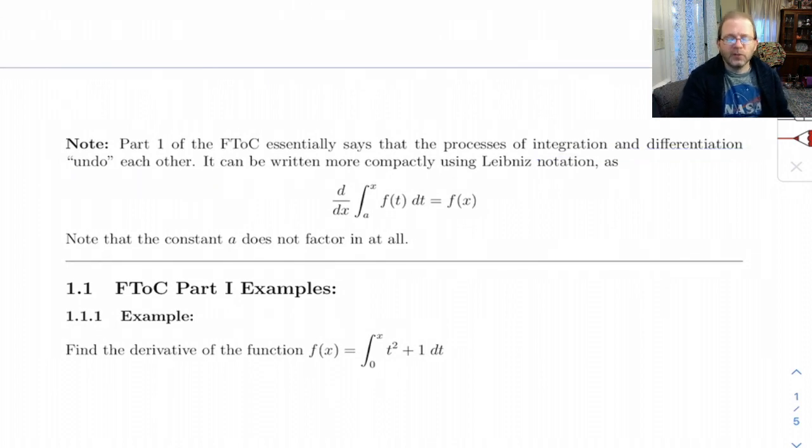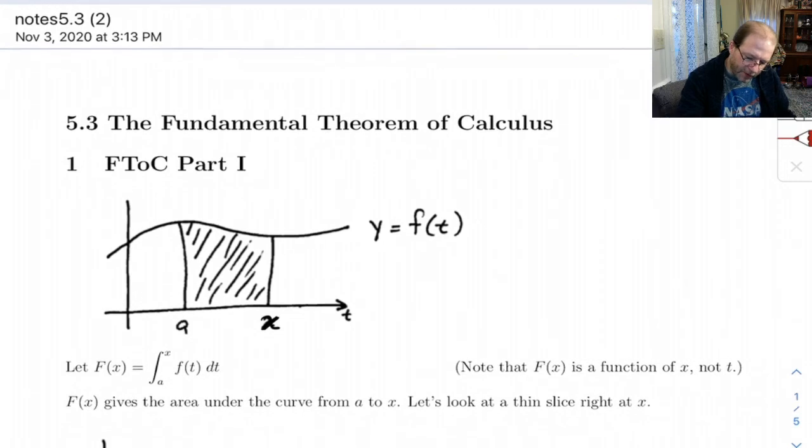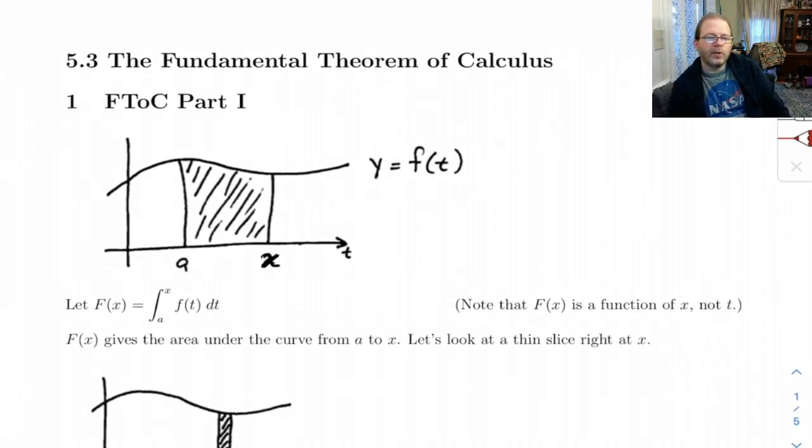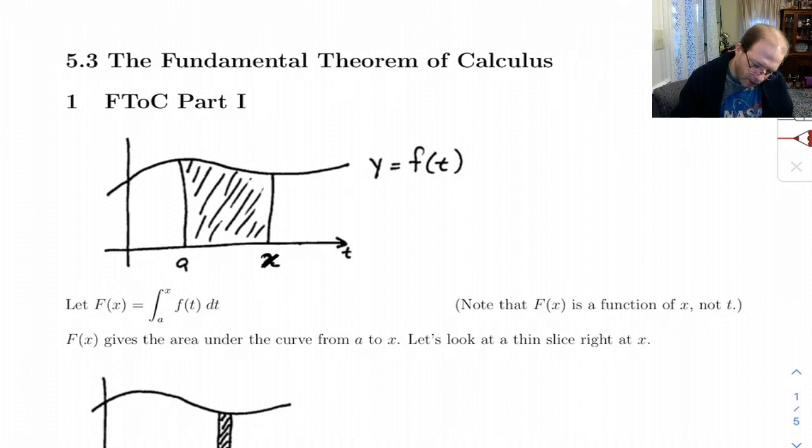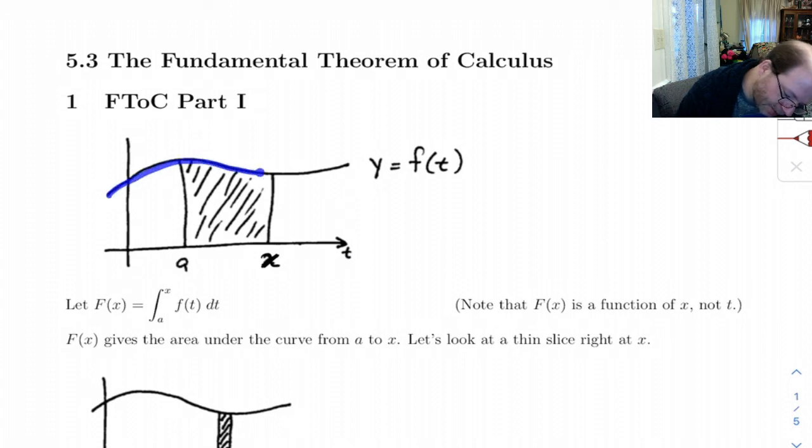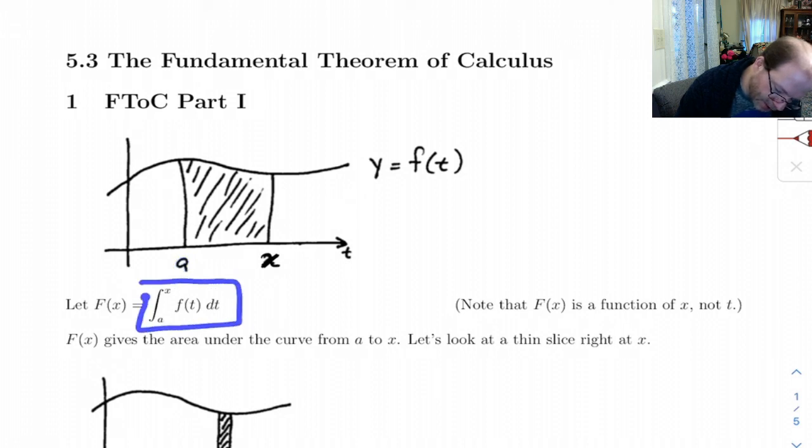So what we're going to do is look at this graph here, and work a derivative out of it and show how derivatives and definite integrals are related to each other. So first up, this is the t-axis. This is some function y equals f of t. Now, I'm letting x be a variable that's right here, and a is this over here. So this integral right here gives us this area.